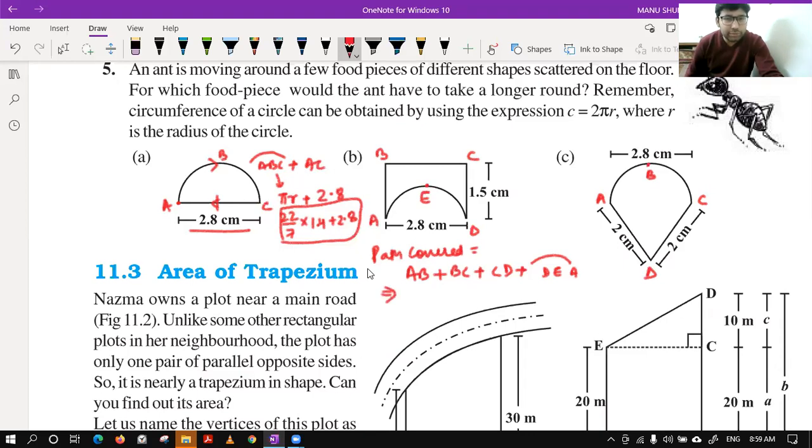What is the value of AB? Please tell. What is the value of AB? It is 1.5. What is the value of BC? That is 2.8. What is the value of CD? CD is again 1.5 plus arc DEA, which is again the same thing. What should we consider it? A semicircular arc or disc? Please tell. This DEA is arc or disc?